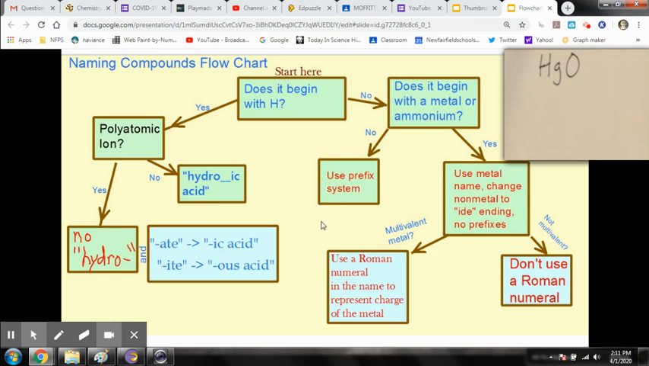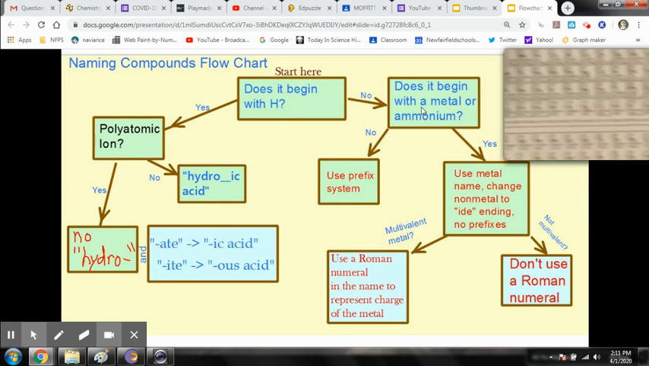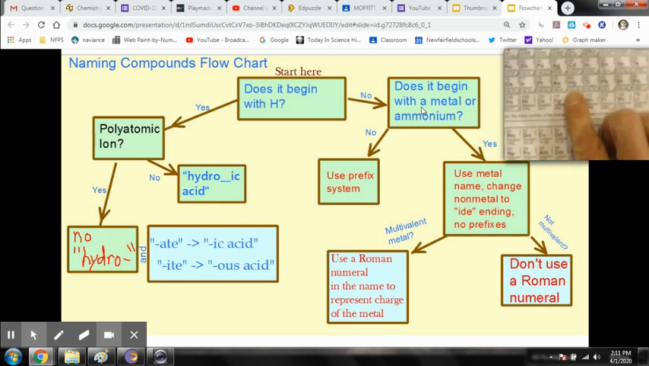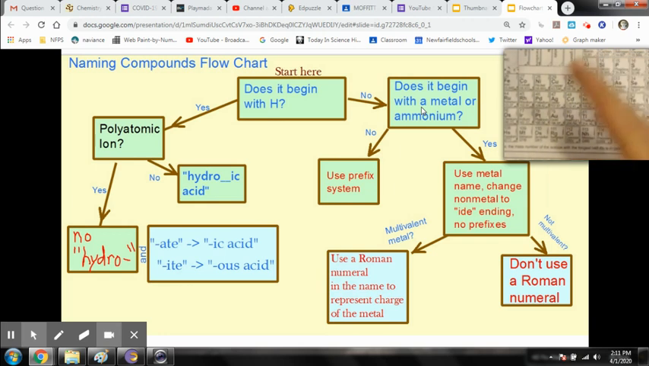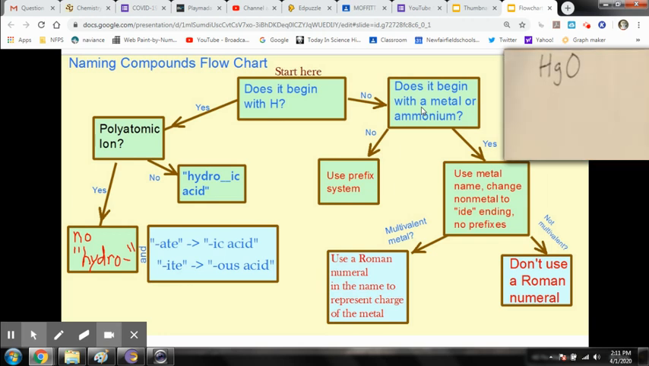HgO. Does this begin with H? Well, it kind of does, but it's really not H as in hydrogen. It's Hg as in mercury. So this is no. Okay? Does it begin with a metal? Hg, mercury? That's a liquid. But I don't know. Is that a metal? Oh, there it is. Hg. Yes, it's definitely on the metal side of the periodic table. So that's a metal. Oh, all right. So we're going to use the metal name, and we'll change the non-metal ending to "ide," and we will not use prefixes.